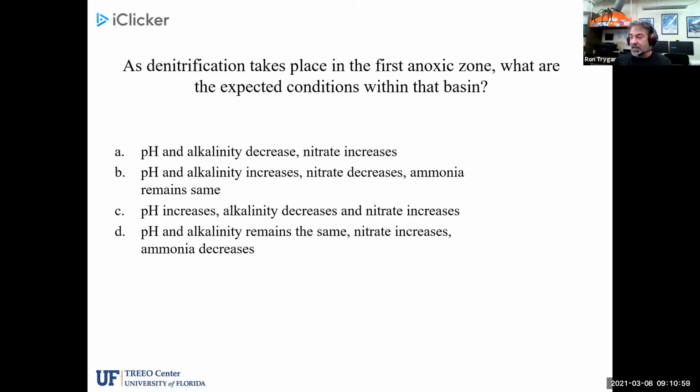So again, take a second to think about that, and we'll come back and show you the right answer. It is letter B. The pH and the alkalinity, I think especially the alkalinity, would show a slight increase because we're gaining back alkalinity. We're going to reduce the nitrate, so the nitrate number should drop because we're using it as the oxygen source, so it's being reduced. And the ammonia remains about the same. So going through the anoxic basin, the ammonia doesn't get too much opportunity to be oxidized because there's generally not enough oxygen present for this to occur. So that's why letter B is correct.